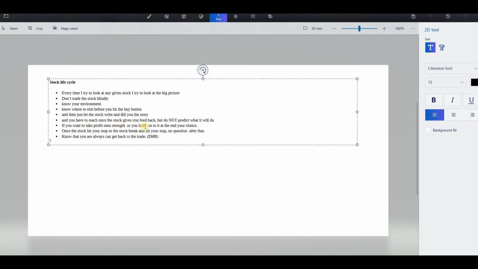And once the stock gives you feedback, you do not have to actually predict. You let it tell you if it's gonna come back against you and hit your stop. If it's gonna keep going, it's going. It's as simple as that. You can always take your profit into strength and hold it along the way. Or hold the whole position until the end.